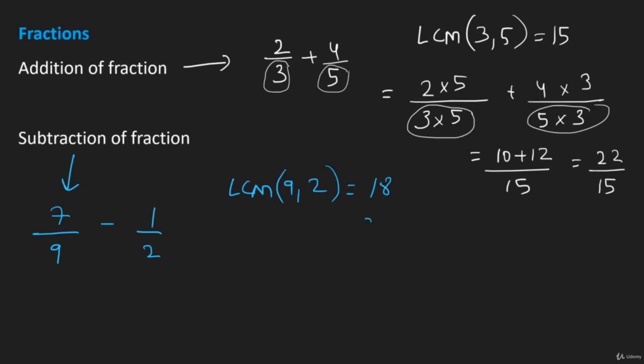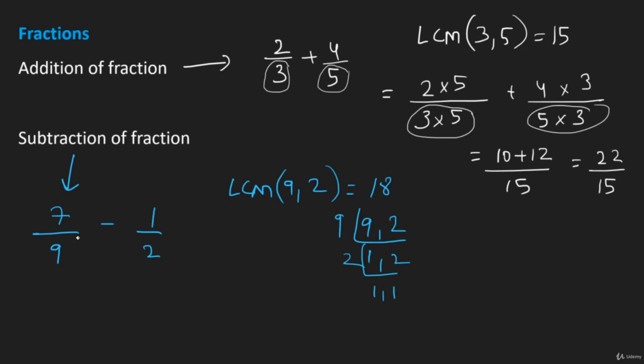That would be, with the method that we learned, I write 9 and 2. I take out 9. I write 1 over here. 2 is not perfectly divided by 9, so I just keep 2 over here. Again, I take out 2. I keep 1 over here because 1 is not perfectly divided by 2, and 2 by 2 is 1. So 9 into 2 into 1 into 1 is the same as 9 into 2, which is 18.